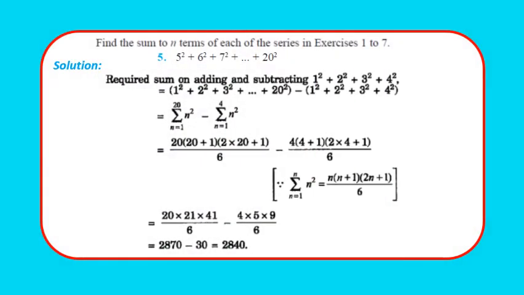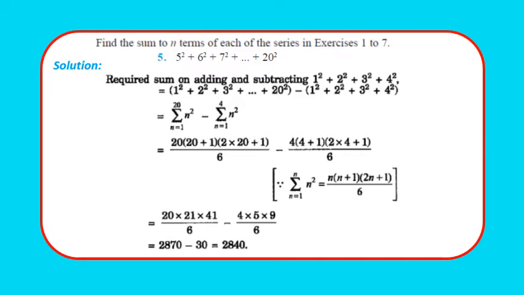Next we have question number 5. Find the sum of the series 5 square plus 6 square plus and so on up to 20 square. Now we can solve this like so: take 1 square plus 2 square plus 3 square plus 4 square, and subtract this from 1 square plus 2 square plus 3 square up to 20 square. We'll be left with 5 square plus 6 square plus 7 square up to 20 square.